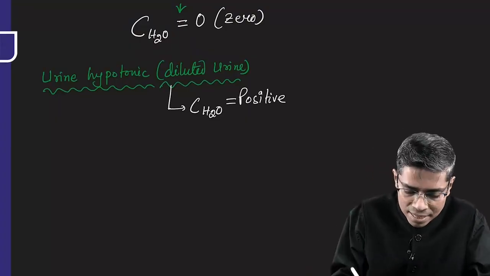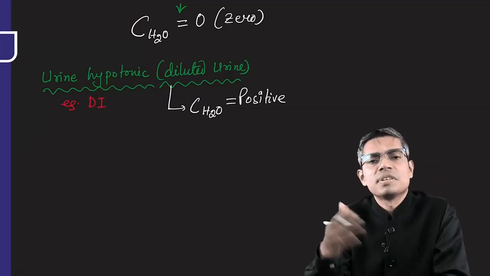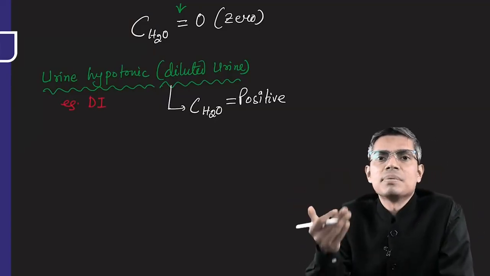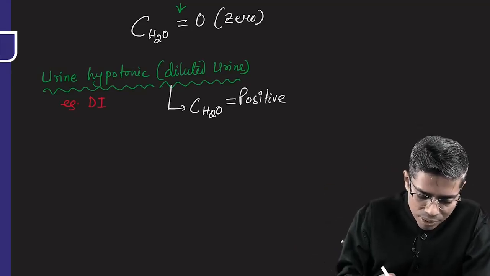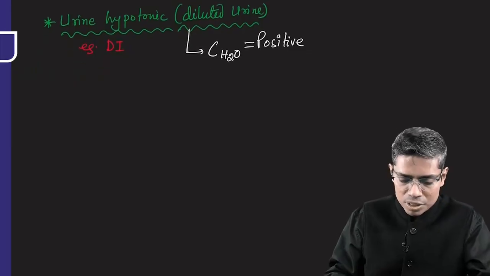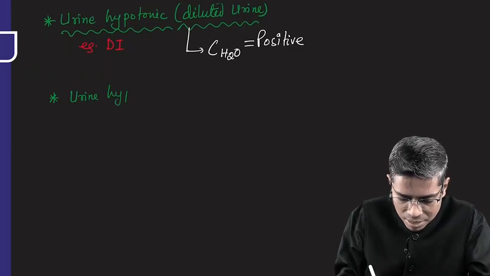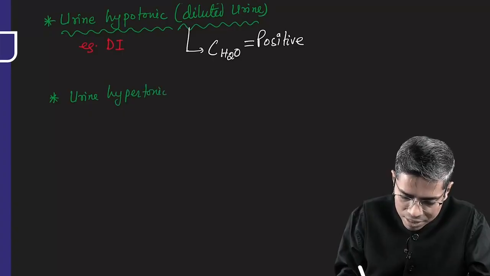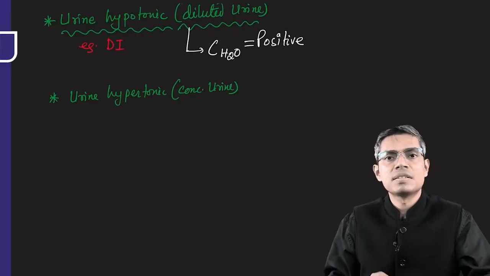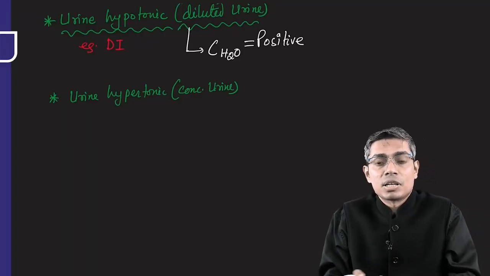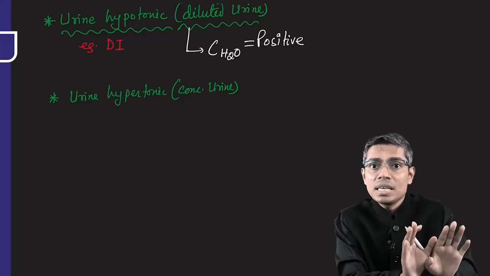What is the clinical condition? Suppose the person is suffering from diabetes insipidus. Free water clearance is very, very high. Urine osmolality is very, very low. Urine is hypotonic. So urine hypotonic means the free water clearance is positive. And the opposite one, when the urine is hypertonic with respect to plasma, that means concentrated urine is produced, meaning urine is not taking extra water, not even adequate water, it is conserving water in your body.